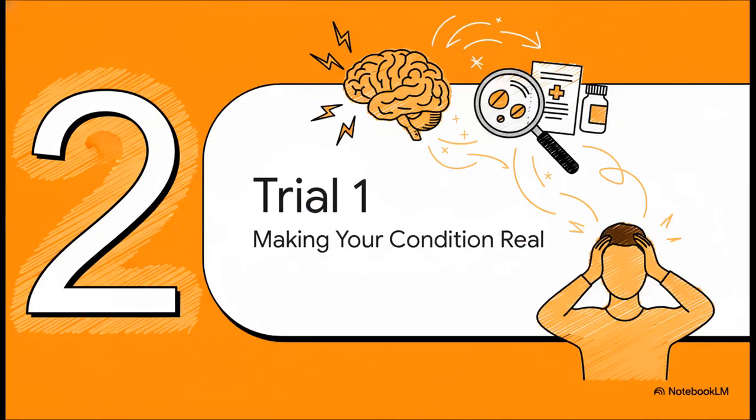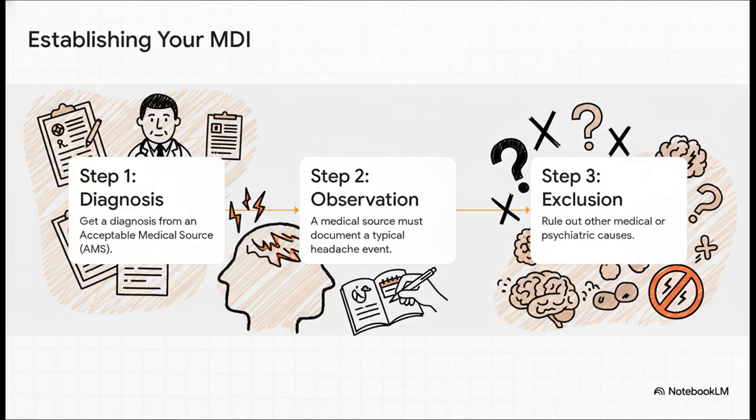All right, let's tackle that first trial. Before the SSA even begins to think about how severe your headaches are, you have to prove they're what's called a medically determinable impairment, or MDI. Basically, you have to make your invisible illness visible on paper. You've got to show them it's real with solid, concrete evidence. So to pass this first test, there are 3 specific boxes you have to check.